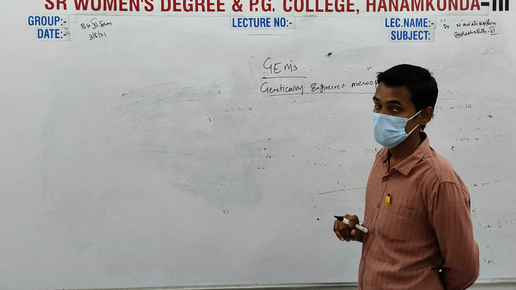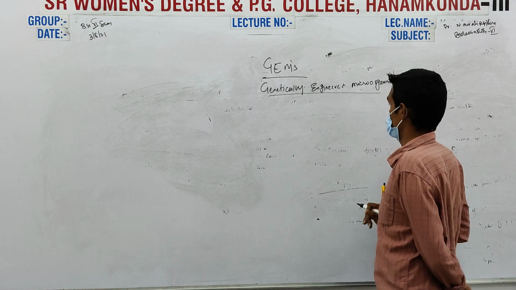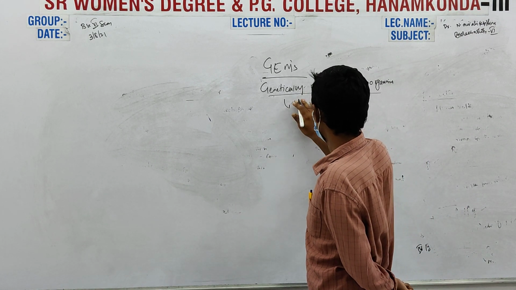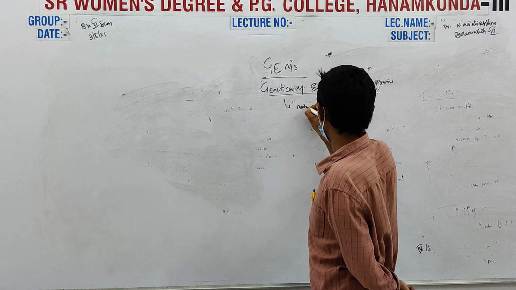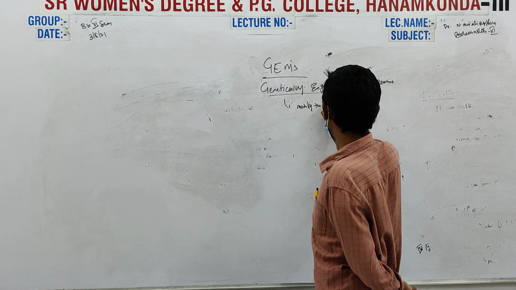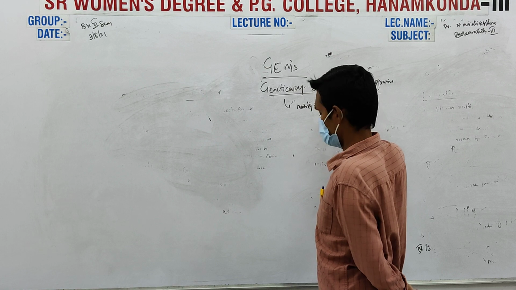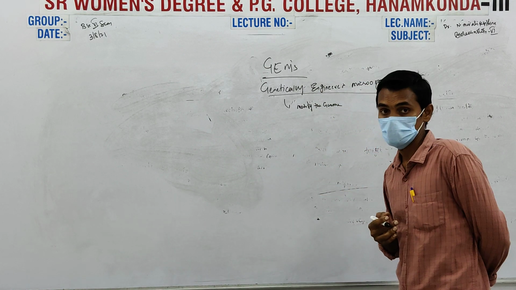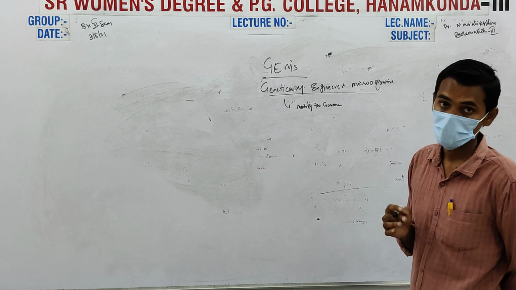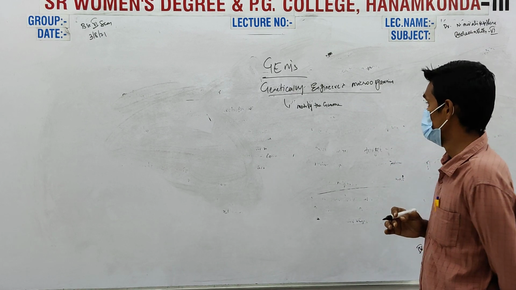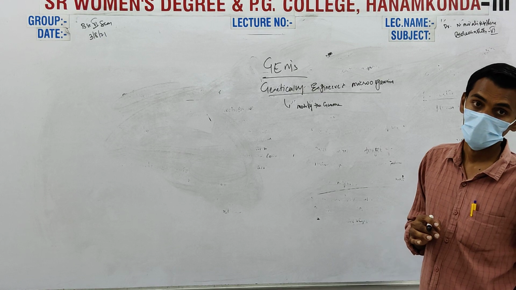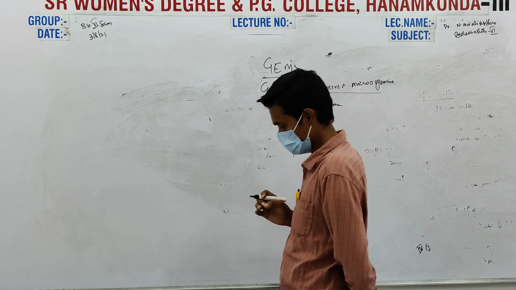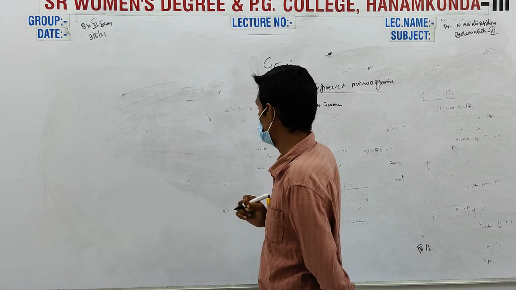So what is meant by genetically engineered microorganisms? We modify the genome of a microorganism so that it can attain special characteristic features which are not present when compared to others. So that is the importance of genetic engineering. In genetically engineered microorganisms, we modify the genome.